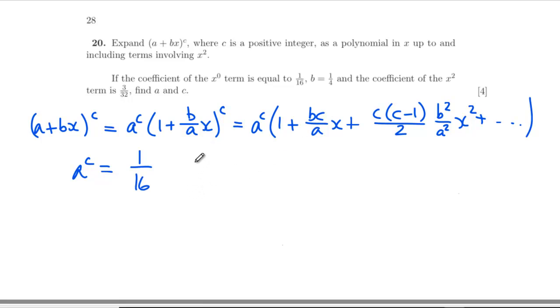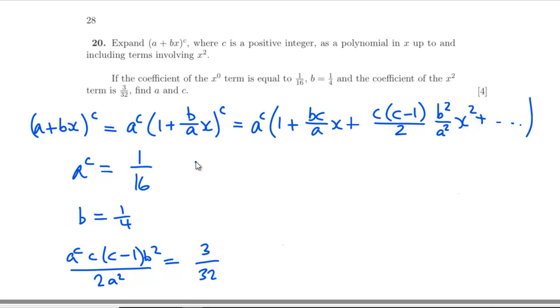b is a quarter. Okay, let's just add that to the list. And then the coefficient of the x squared term is 3 over 32. So the x squared term is a to the power c multiplied by c minus 1, b squared over 2a squared. That is 3 over 32. We have to work out what a and c are.